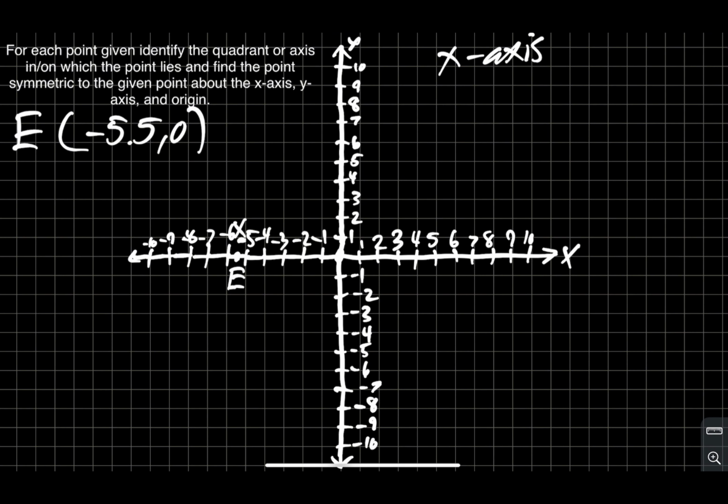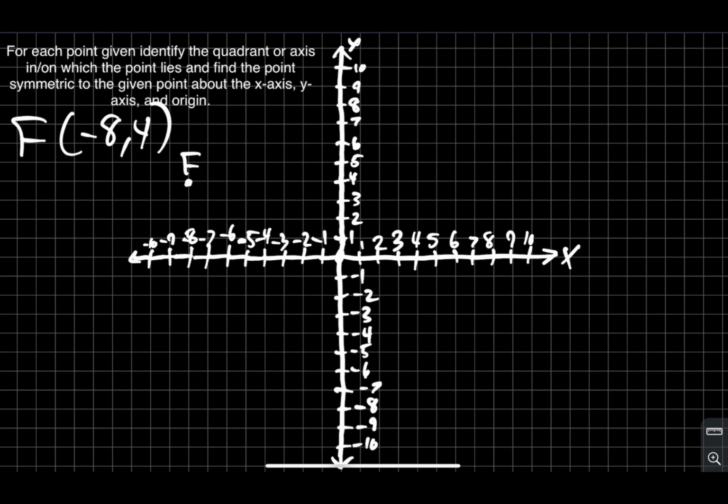Now, what about a point symmetric to E about the y-axis? Whenever we want to find a point symmetric to the y-axis, we need to change the x value. So we'll label the symmetric point y, and we need to change the x value sign. It's going to go from negative 5.5 to positive 5.5, and then 0 is going to remain the same. So our point y is going to be right there.